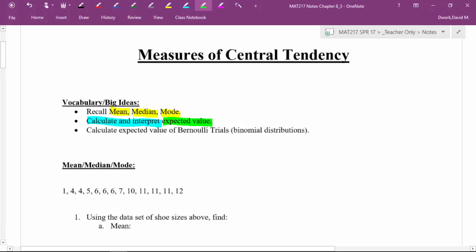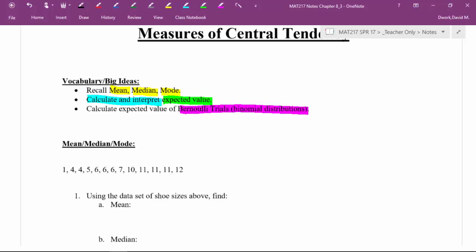called expected value. And then we're going to learn to calculate expected values when it is given as a Bernoulli trial or a binomial distribution. It's important to recognize that one because it's a simplified version of the equation. So make sure you pay attention to that part of the video. It saves you a lot of headaches on some harder problems. Okay, so let's start off.